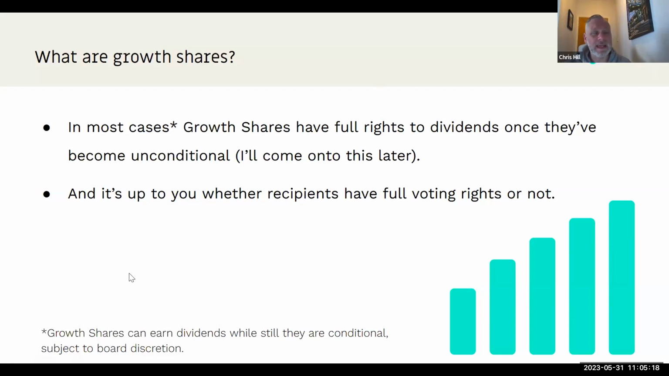but it can't be an expected right to dividend, because the whole thing about growth shares is they're issued above the current value of the company. And if you expect dividends all the time, then there will be value in them.